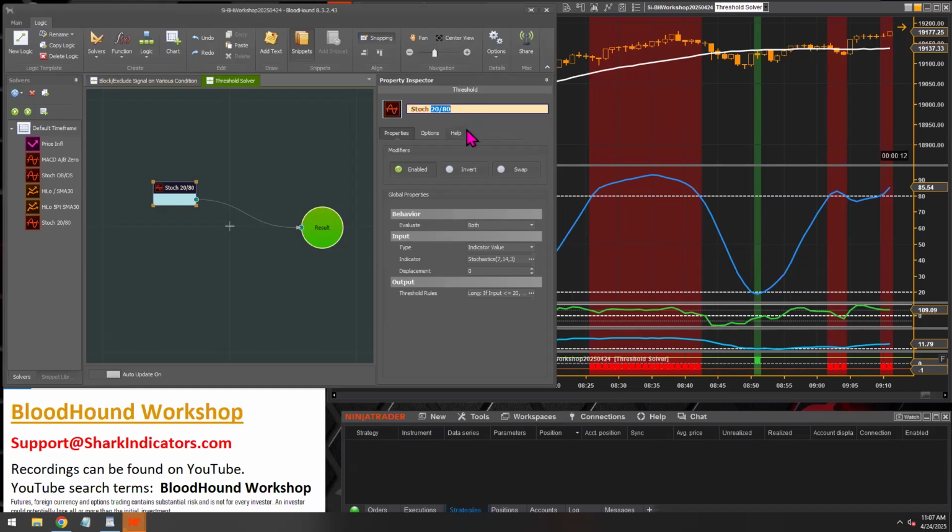Right. So there we go. The naming convention I like is to put my long name first and my short name second. So this tells me I'm getting a long output when the stochastic is below 20, and I'm getting a short output when the stochastic is above 80. Whatever kind of naming convention works for you, that's subjective.